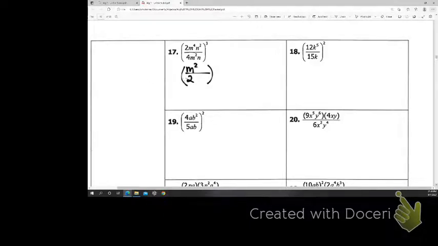Subtract those exponents, and now take this to the 3rd power and get m^6 and 3 over 8. Don't forget the 2 doesn't behave like the exponents.